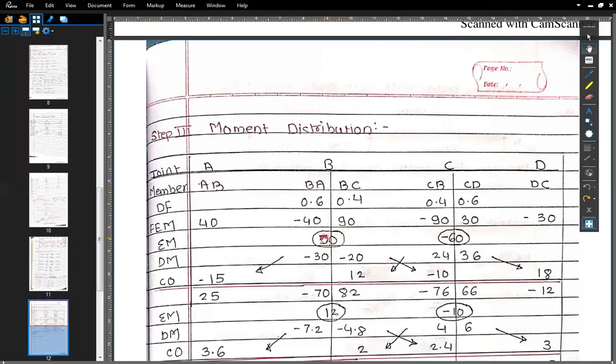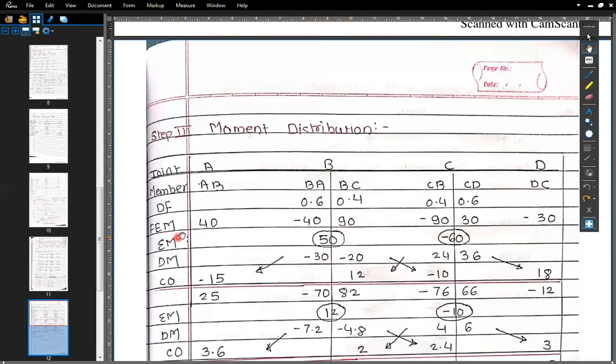And how are we going to distribute? We are going to distribute with the help of the distribution factors. For joint B, there is a 50 kilonewton meter moment which is unbalanced. So we are going to multiply this 50 with 0.6 for BA and with 0.4 for BC, and we are going to apply an equal and opposite amount of moment. This is plus 50, so we are going to apply minus 50. So minus 50 into 0.6 and minus 50 into 0.4 comes as minus 30 for BA and minus 20 for BC.